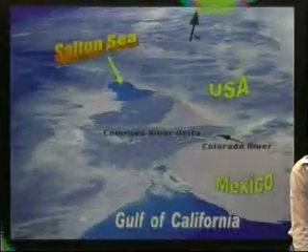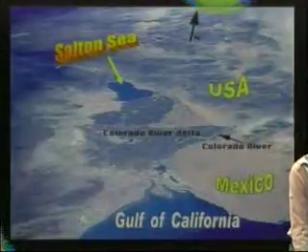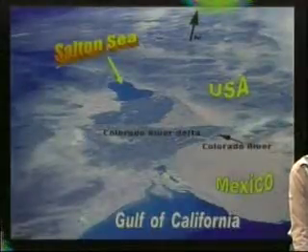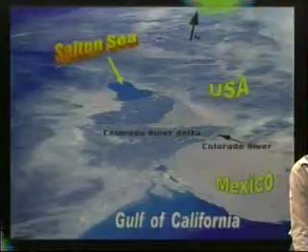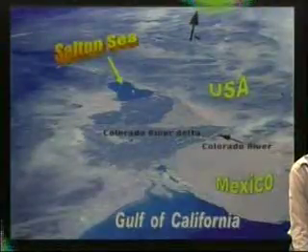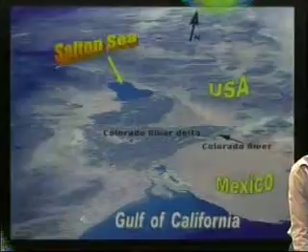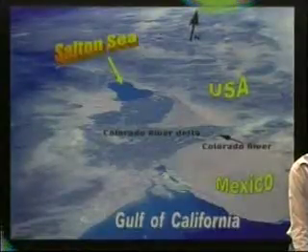Here's the next view from space. Here's that Colorado River coming along here. Here's Mexico, the United States, Salton Sea, Gulf of California. This is where the Colorado River Delta meets the Gulf of California.